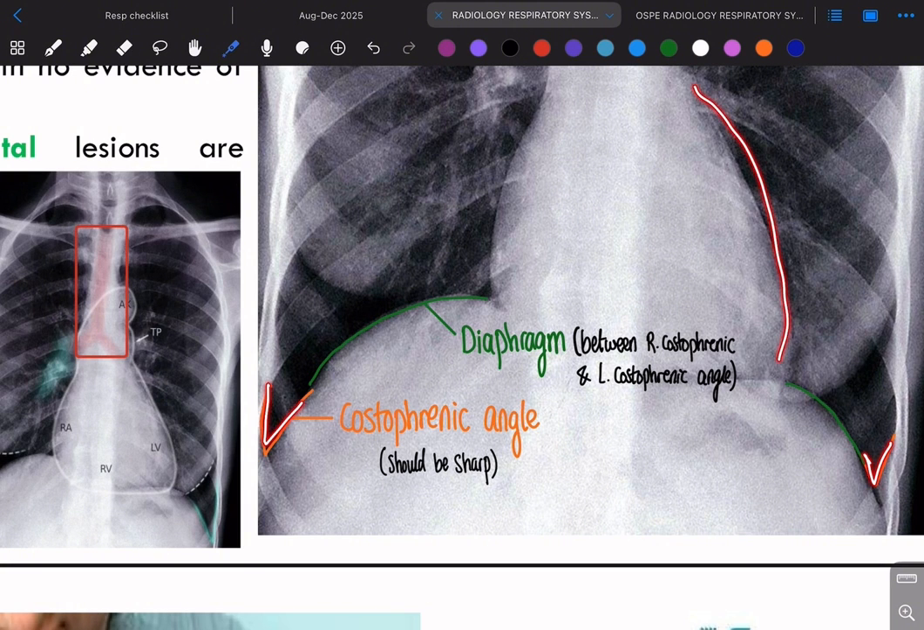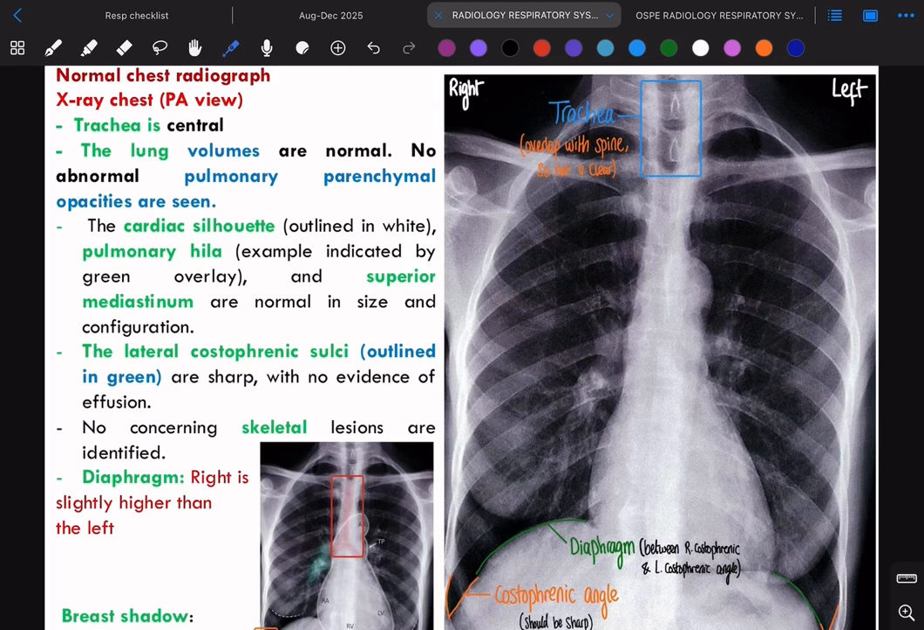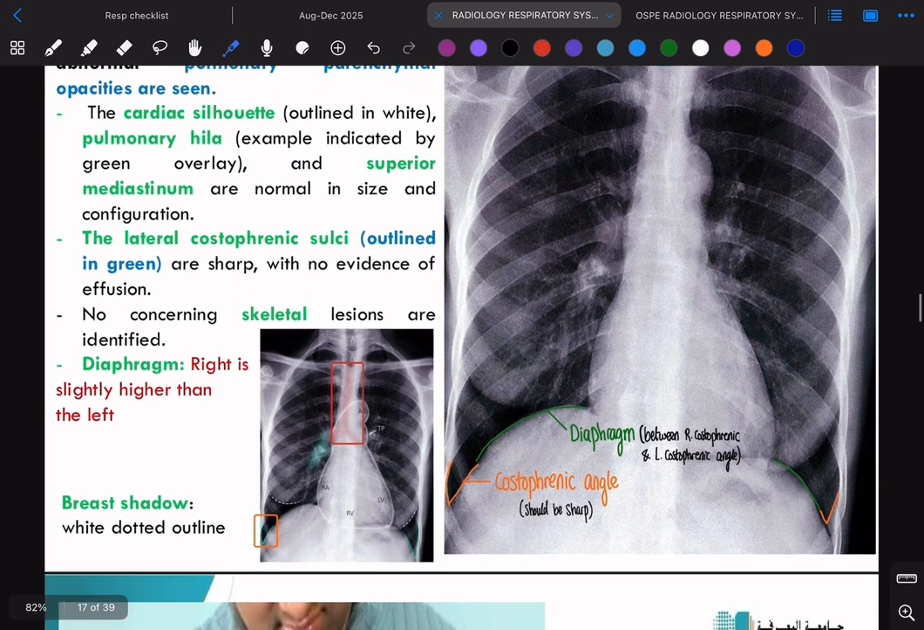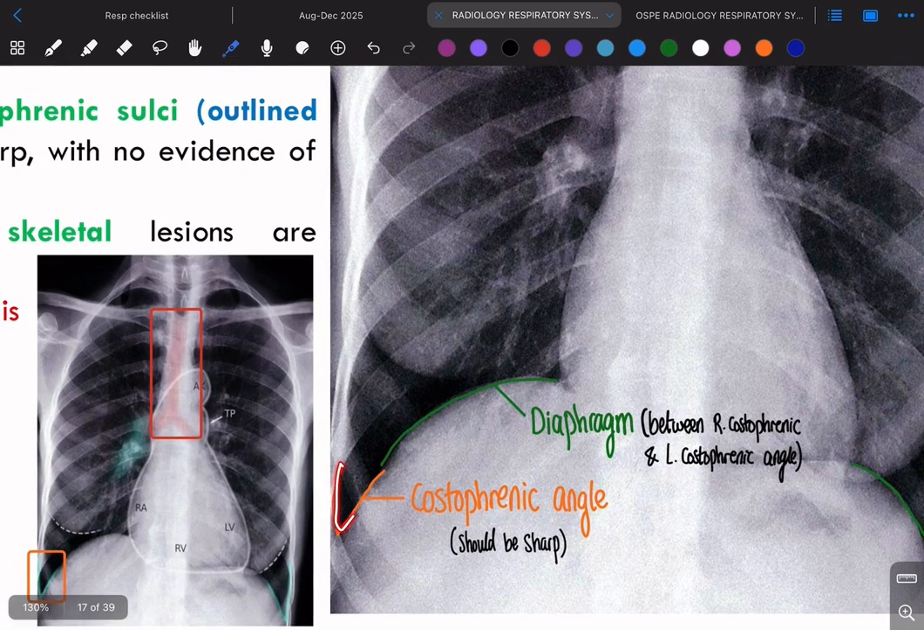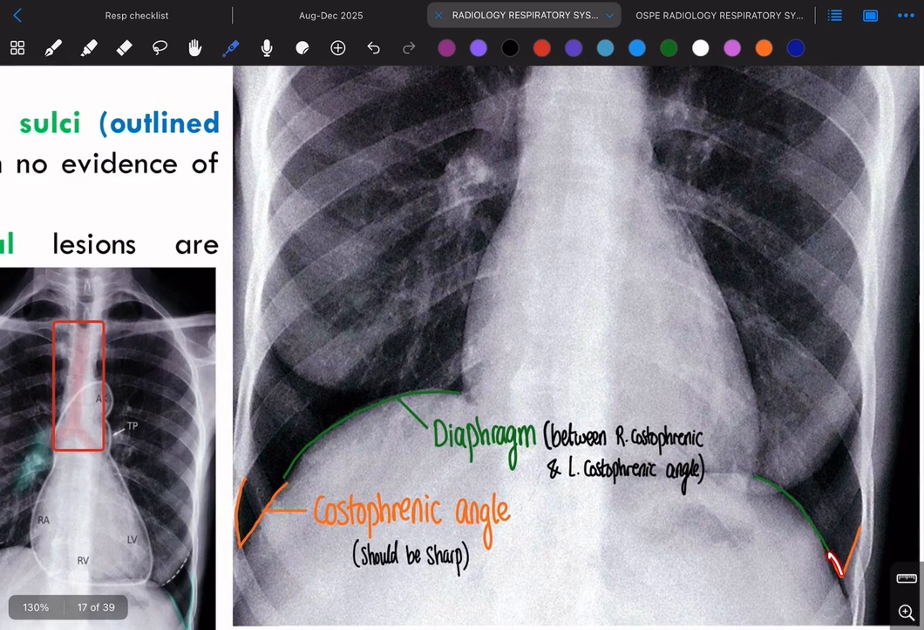Here we can see the heart is usually on the left side, right? So here we can see the heart. This is going to be the left side and this is the right side, okay? So this is the right costophrenic angle and this is the left costophrenic angle. Where's the diaphragm? The diaphragm has to be from this angle all the way to the other angle. So this is the diaphragm, okay?